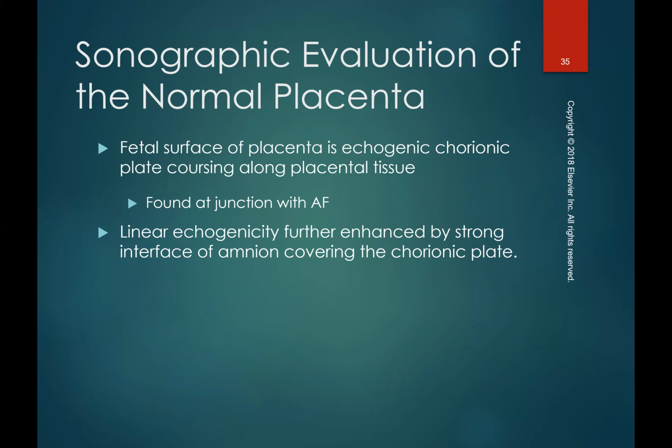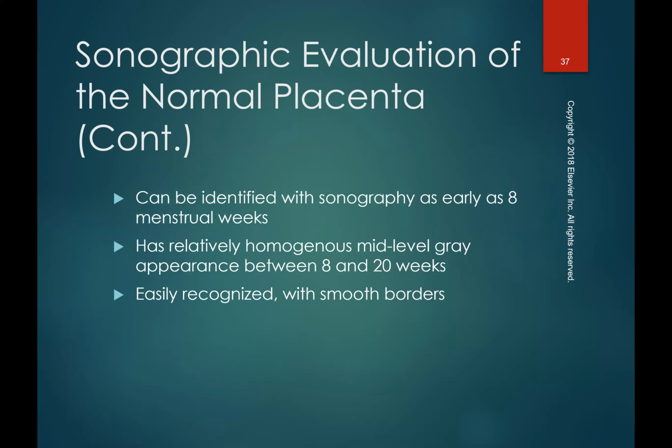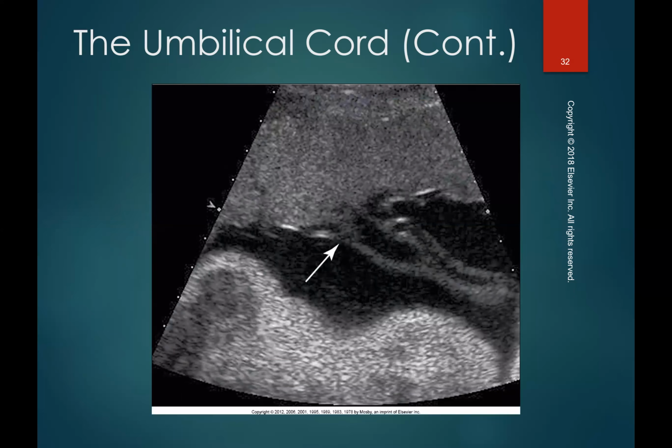So let's talk about sonographic evaluation of a normal placenta. The fetal surface of the placenta is the echogenic chorionic plate coursing along the placental tissue, and it's found at the junction with amniotic fluid. So basically you'll see a white line where the placenta is correlating with the amniotic fluid. Now, let me see if I can show you a picture of this. It's basically this little white area right here. It's just a little white line that kind of borders the placenta, and that's the chorionic plate.